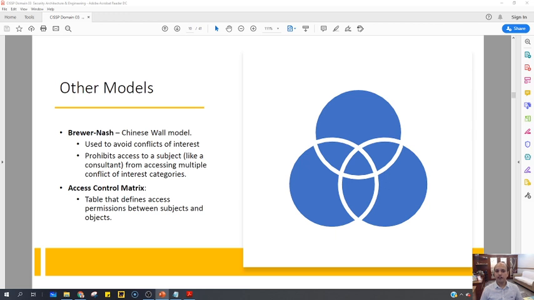The Brewer-Nash model requires three things. It requires properly identified subjects, and it also takes care of subjects and objects. First thing, it requires well-identified subjects. It also requires one or more data sets. And third, it requires the class definitions related to the conflict of interest for all the data sets. So the next model is the access control matrix.